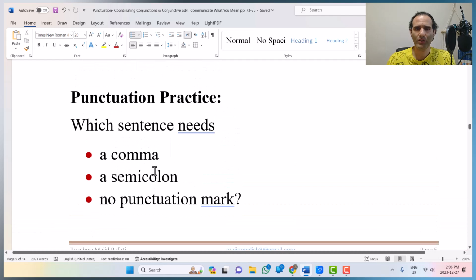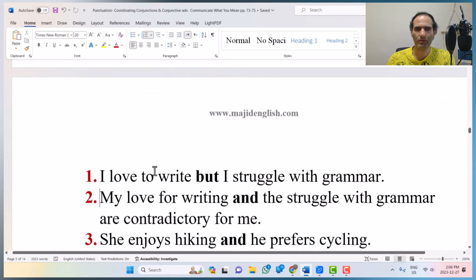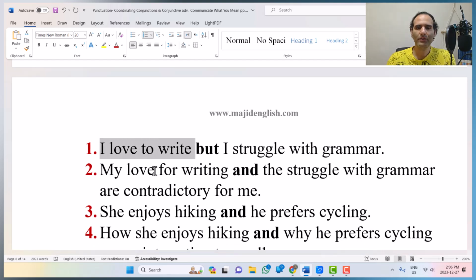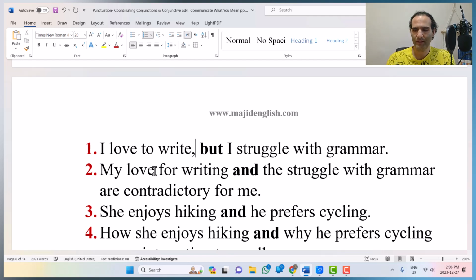Which of the following 25 sentences needs a comma? Which one needs a semicolon? And which one does not need any punctuation marks? So I lined up for you here 25 sentences. Number 1: "I love to write, but I struggle with grammar." Two independent clauses, a coordinating conjunction. This one needs a comma.